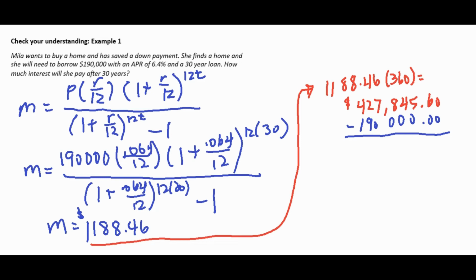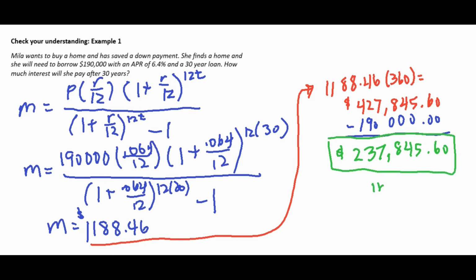So anyways, how much of this did the bank earn, and how much of it did you pay back? Well, if you paid back $427,845.60 after 30 years, and you subtract out the amount that you borrowed, which is only $190,000, it means that you graciously and thankfully paid the bank $237,845.60 for 30 years. The bank made more than twice what they let you borrow, and you said thank you because you don't know the rules of the game.